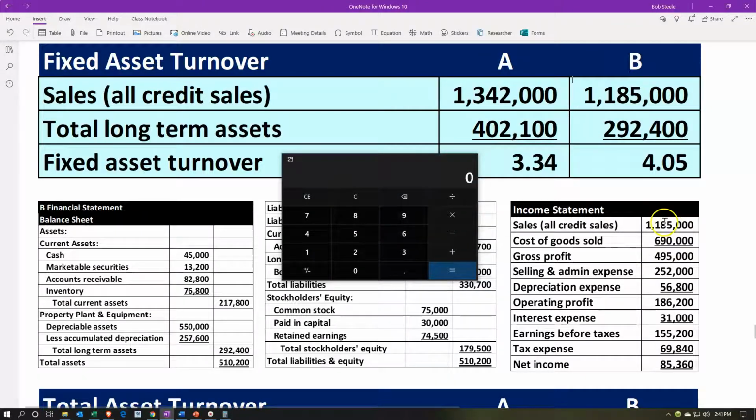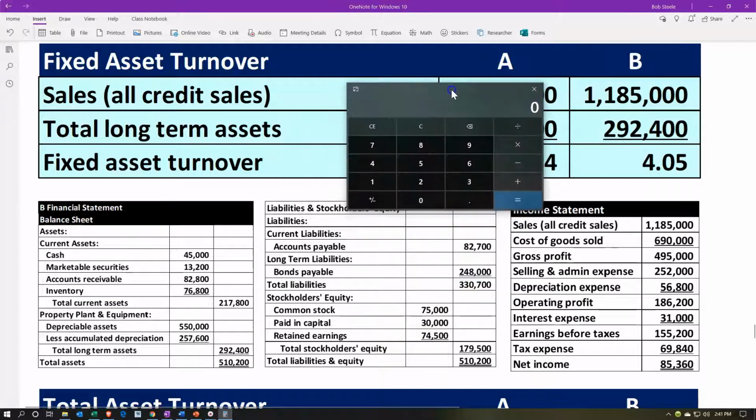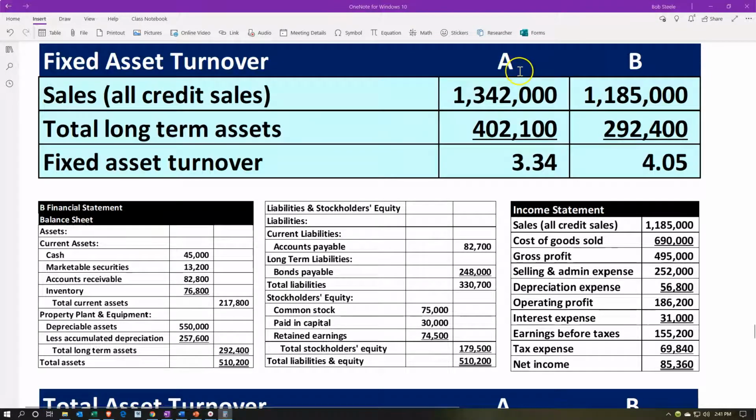One's going to be a balance sheet number. One's an income statement number. Income statement sales. Balance sheet number is going to be the long-term assets over here. And then if we divide them out, we got the 1,185,000 divided by the 2,924. That's going to give us the 4.05 about. This is a measure of how efficiently we're utilizing our property, plants, and equipment, our depreciable assets, our fixed assets. And so the higher the number, the better, because we want to be turning them over faster. We want the sales to be higher, and if we can have sales higher or the same with less investments in long-term assets, that would be good.